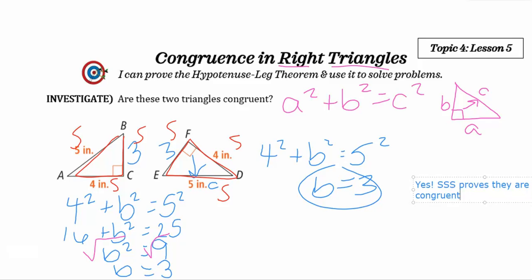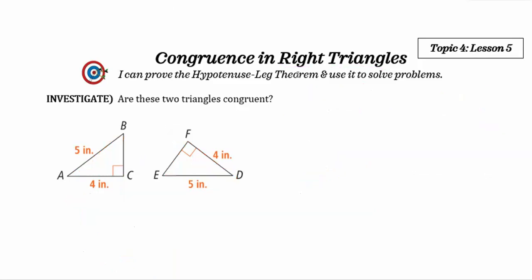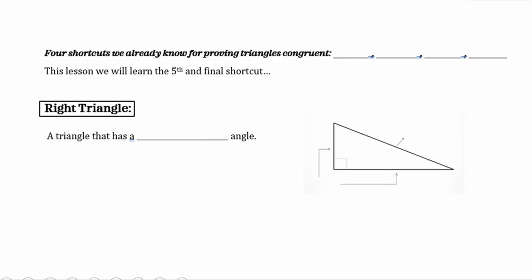Pythagorean theorem, right triangles. We just know a little bit more about them. So what's the point of that? Well, here's the point. We already have 4 shortcuts, so let's fill those in. Side, side, side; side, angle, side; angle, side, angle; and angle, angle, side. Like I said, this is the 5th shortcut.